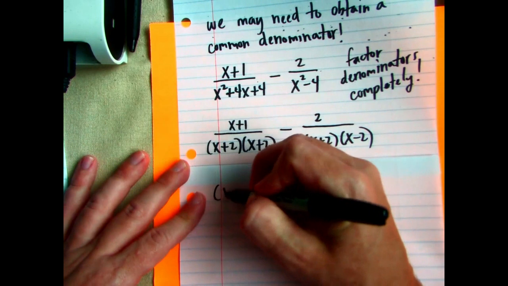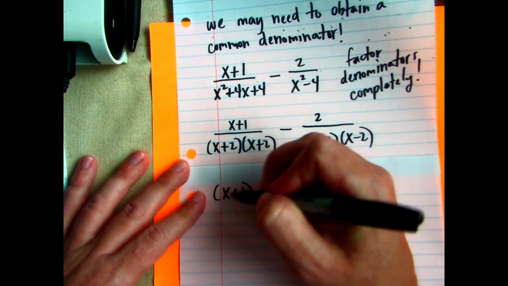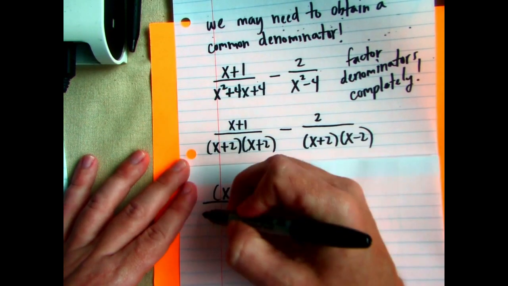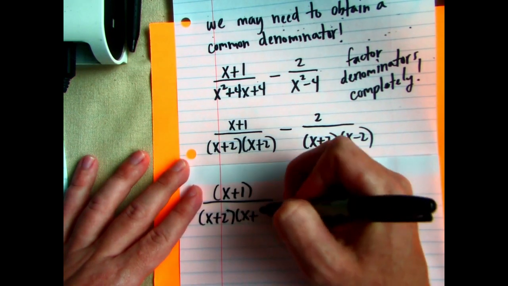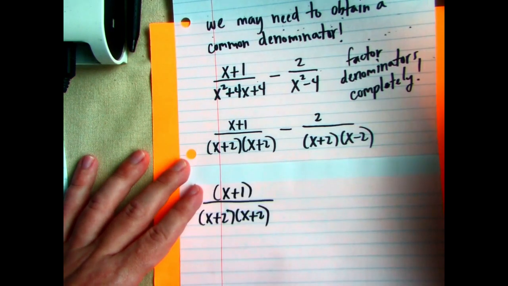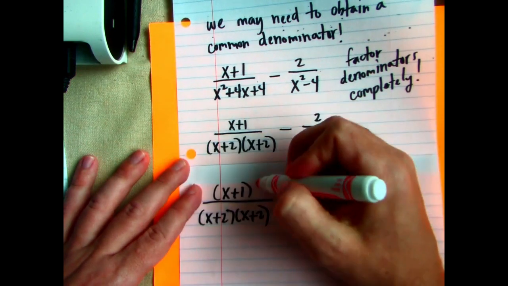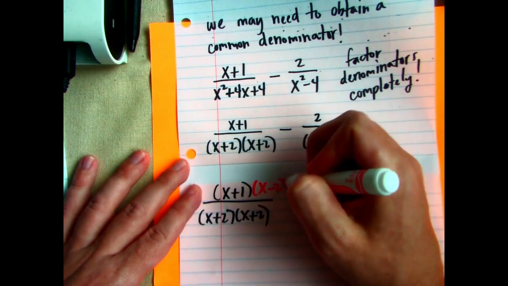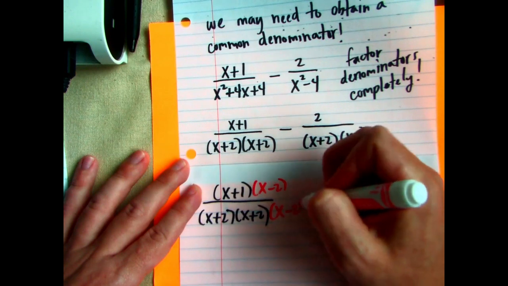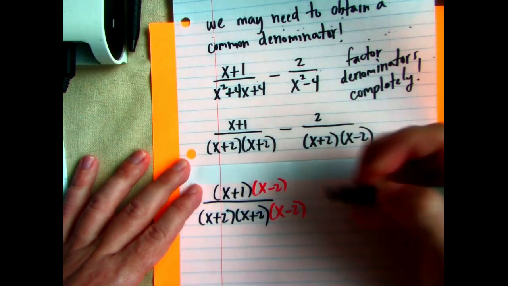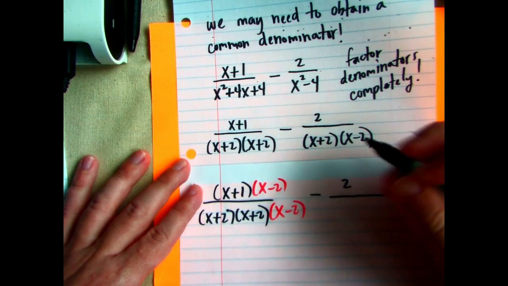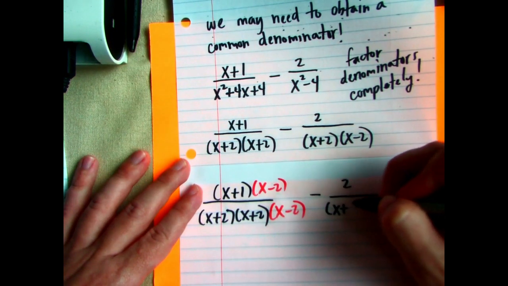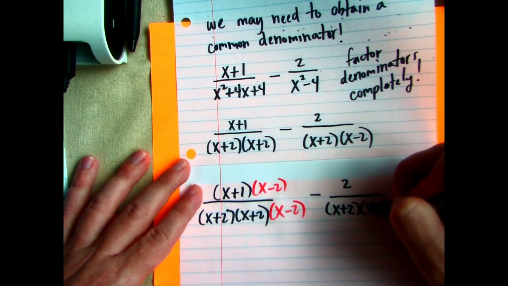Alright, so I'm going to write it one more time in black, what is already apparent in either fraction. And then in red, I'm going to write in what needs to be included. The left side needs an x minus 2 multiplied. And if we're not going to change the fraction, we need to multiply top and bottom. That's the only way to not change the fraction.